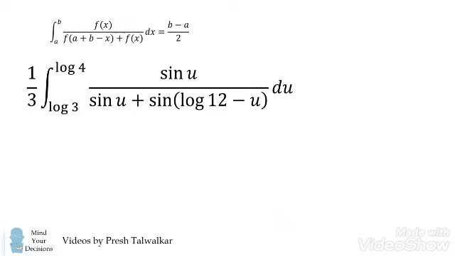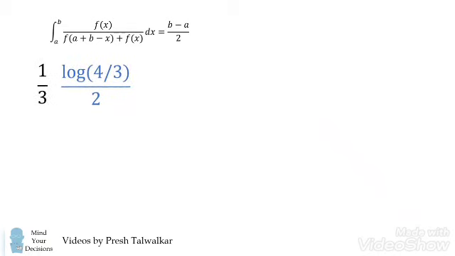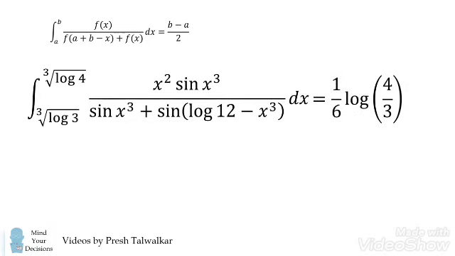We can evaluate the integral part using b minus a over 2. So the integral will be log of 4 minus log of 3 all over 2, which simplifies to be log of 4 over 3 all over 2. And now we need to remember to multiply this by 1/3. So the final answer will be 1/6 multiplied by the log of 4/3. And we've solved this incredibly complicated integral very easily.